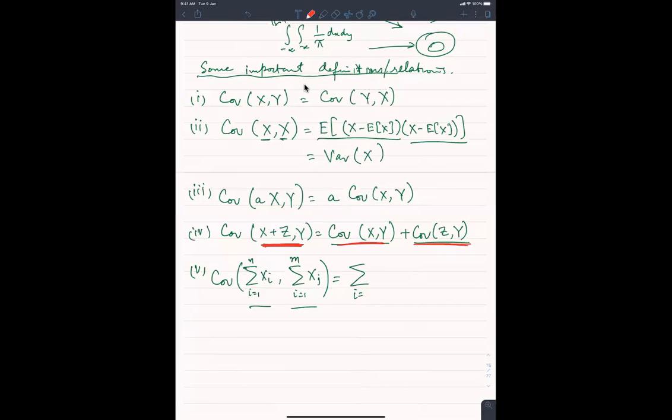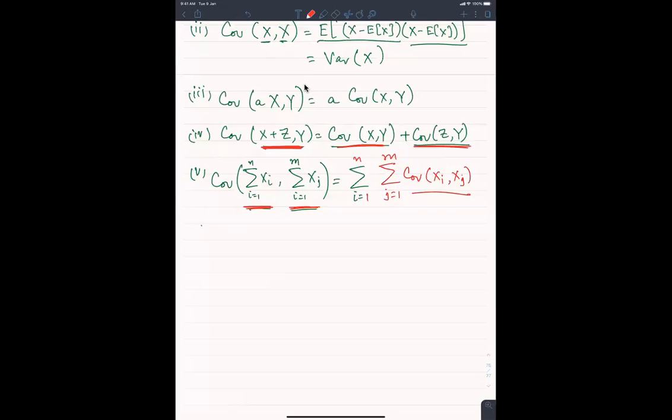If you have many such terms, a plus b plus c and d plus e plus f, then you have to compute the pairwise covariance of all of them. So i equal to 1 to n and j equal to 1 to m, covariance of xi with xj. That is, you have to compute the covariance of every pair and add them up.